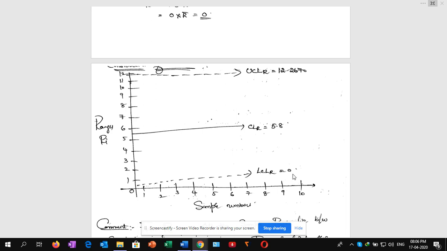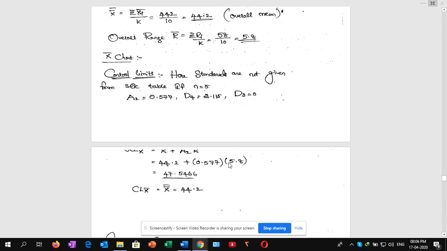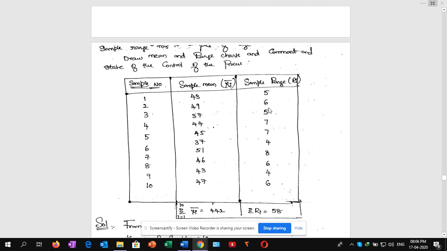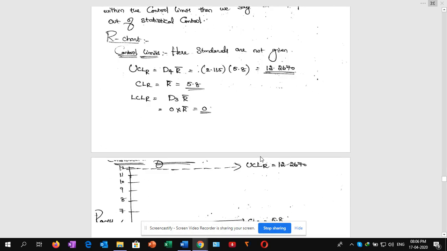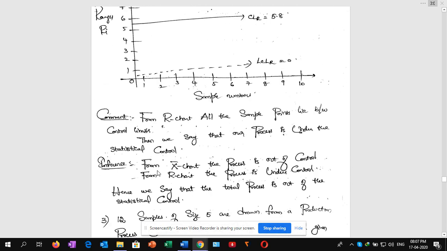Here the LCL of R is 0 and UCL of R is 12. So all the range values are between 0 and 12. So we say that our process is under statistical control. At last we can give a comment that from our chart all the sample points lie between the control limits, so we say that our process is under statistical control.